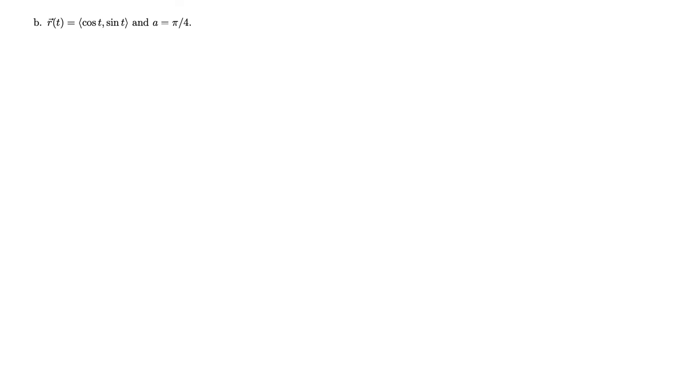Okay, so here we have another vector function, and we're going to take the derivative and evaluate at pi over 4. So we'll start there. So first, find r prime of t, which is equal to negative sine t, cosine t.